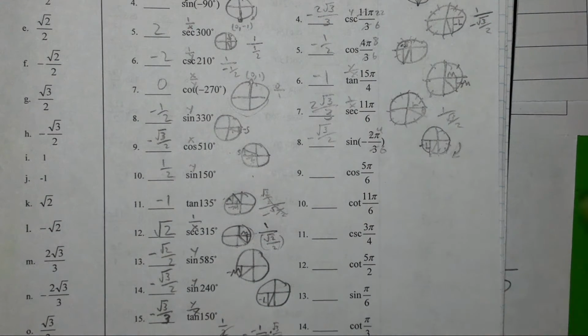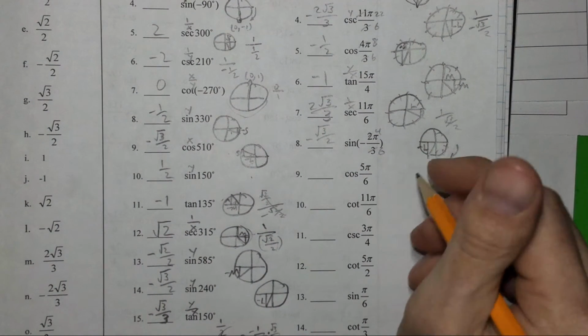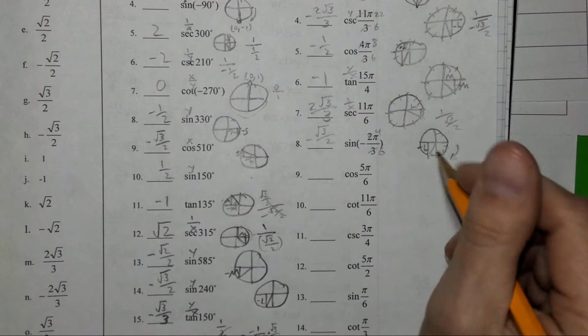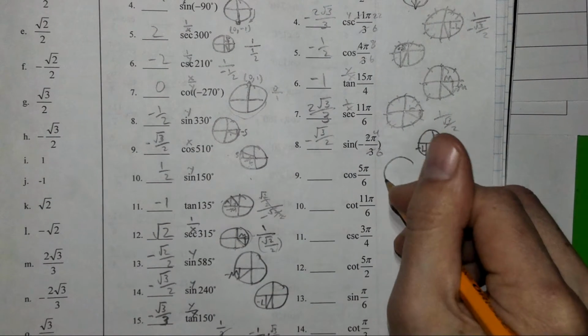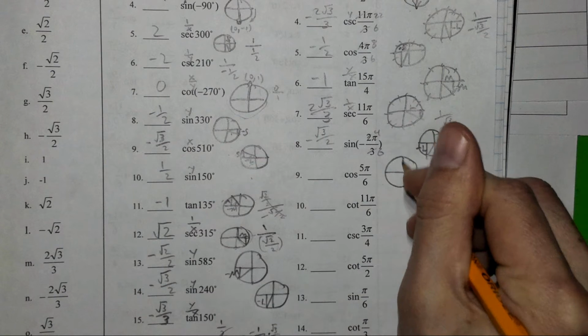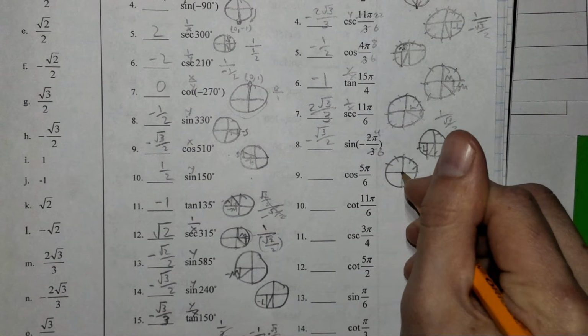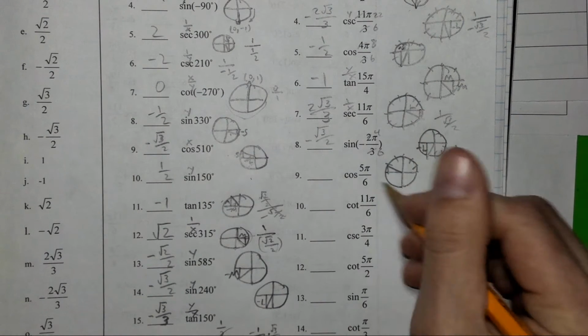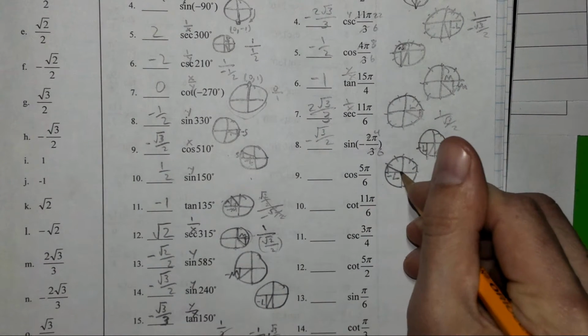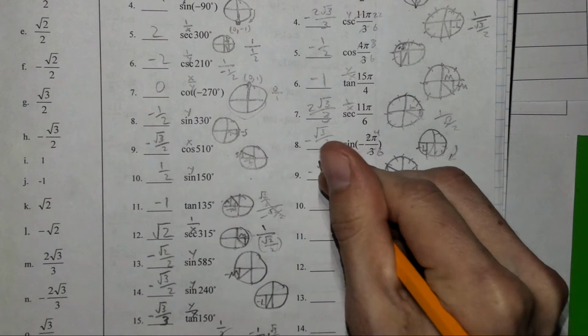Cosine of 5 pi over 6. Alright, so 5 pi over 6. Count by sixths, that's the clock, 1, 2, 3, 4, 5. Cosine is the x value, it is long, and it is negative. Negative square root of 3 over 2.